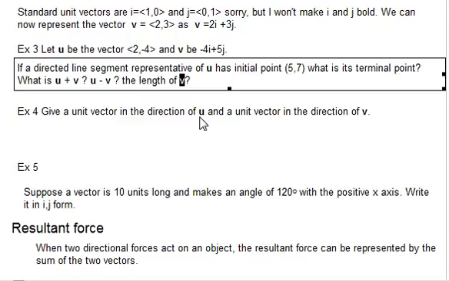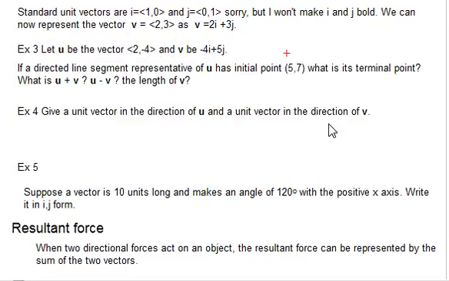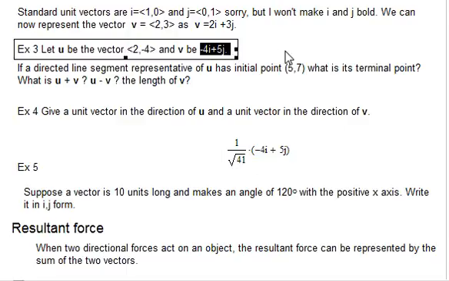Okay, so here's another question. Give a unit vector in the direction of u and a unit vector in the direction of v. Well, since we already found the length of this vector is the square root of 41, it's pretty easy to do that. It'd be 1 divided by the square root of 41 times the vector negative 4i plus 5j. And that's it. That's a unit vector in the direction of v.